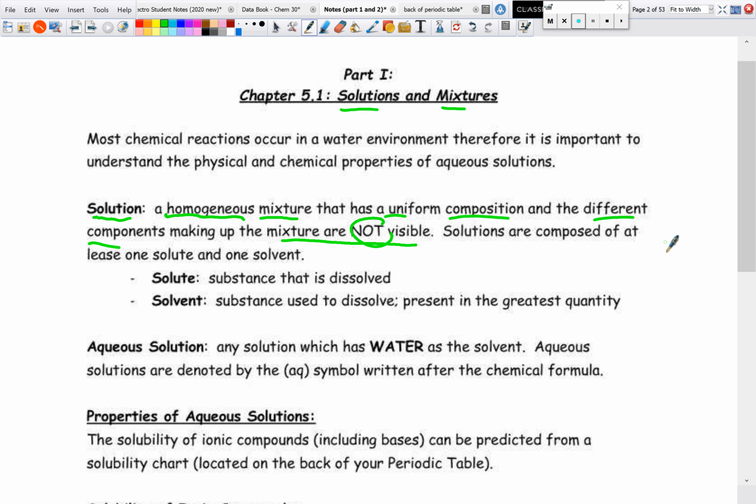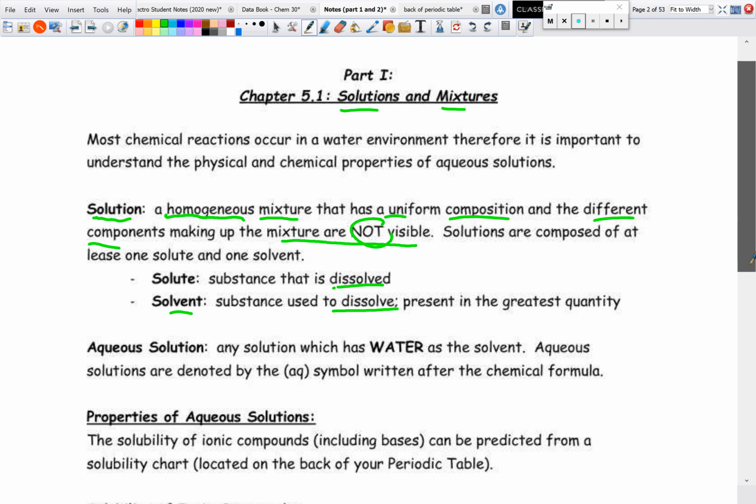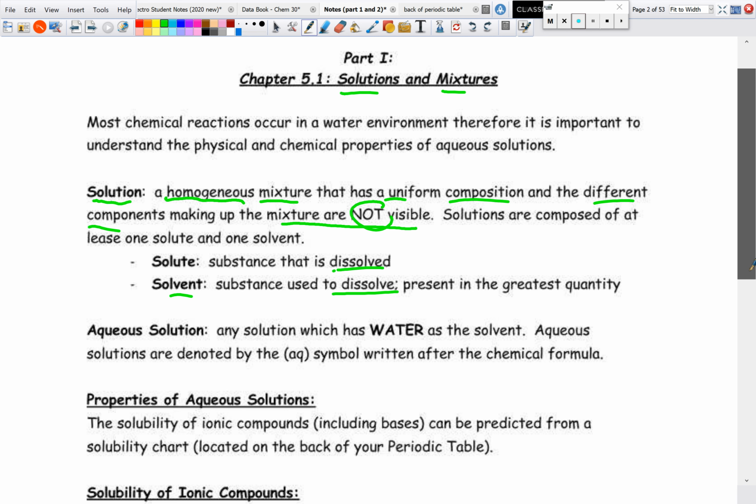Solutions are comprised of at least one solute and one solvent. Now we can have more solutes, but generally it's just one solvent. So the solute is the substance that is dissolved, and the solvent is the substance that is used to dissolve something. It's in the greatest quantity. Now, for the most part, we're going to be dealing with a lot of solutions in water.